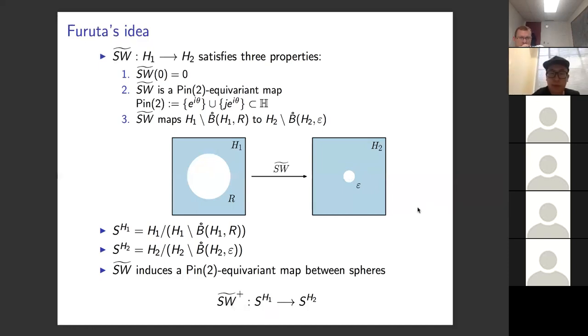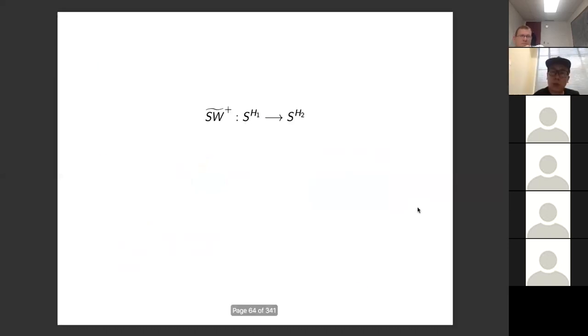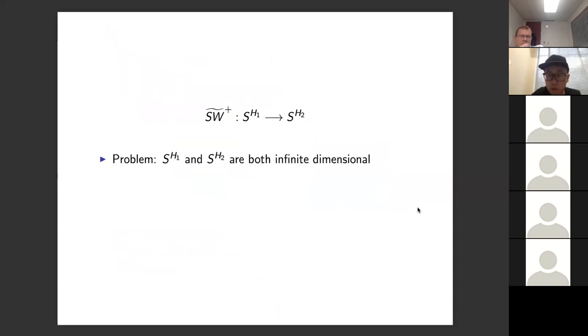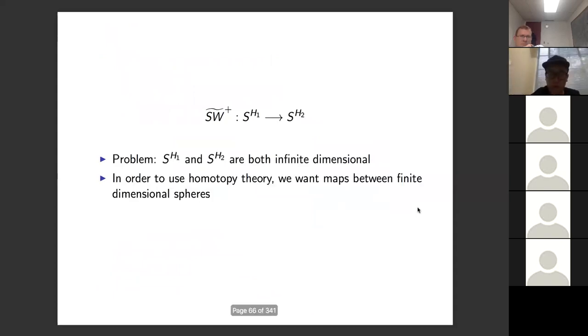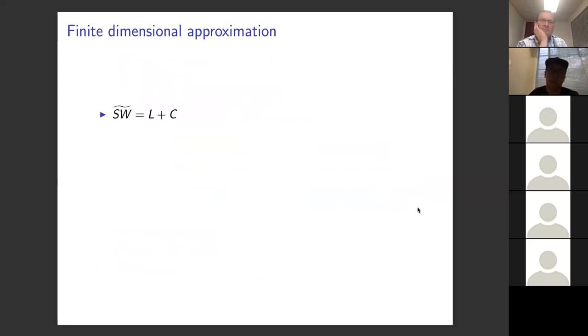And so this map induces a Pin(2)-equivariant map between spheres from SH1 to SH2. But here's one of the problems, which is that, as I mentioned, they are both infinite dimensional. So that's not very good for the purpose of homotopy theory. We really want to study maps between finite dimensional spheres. So that's where Furuta's finite dimensional approximation comes in.